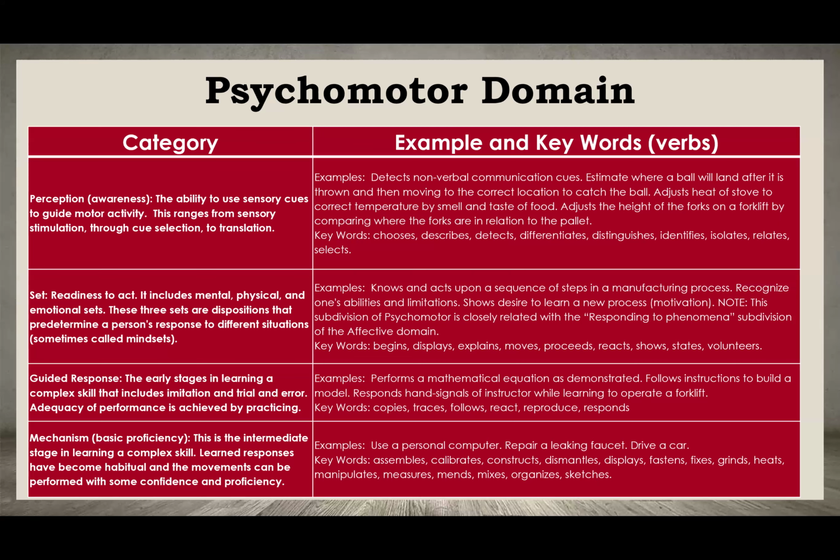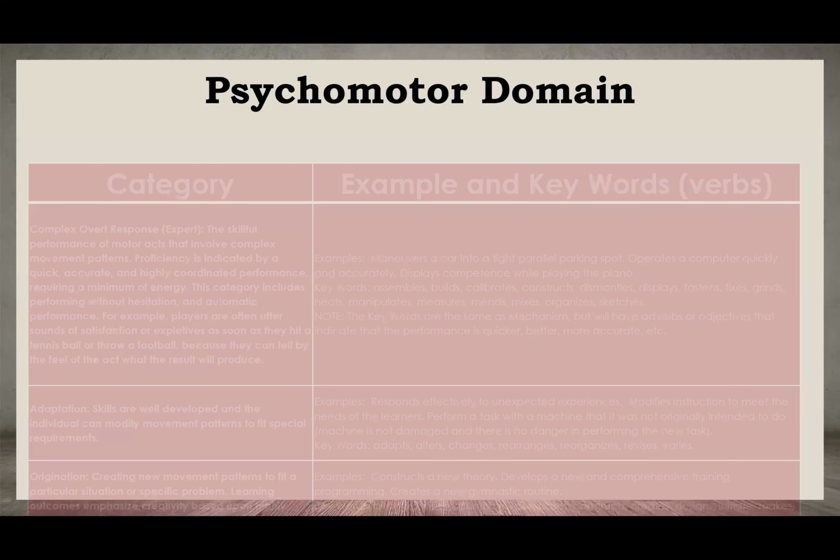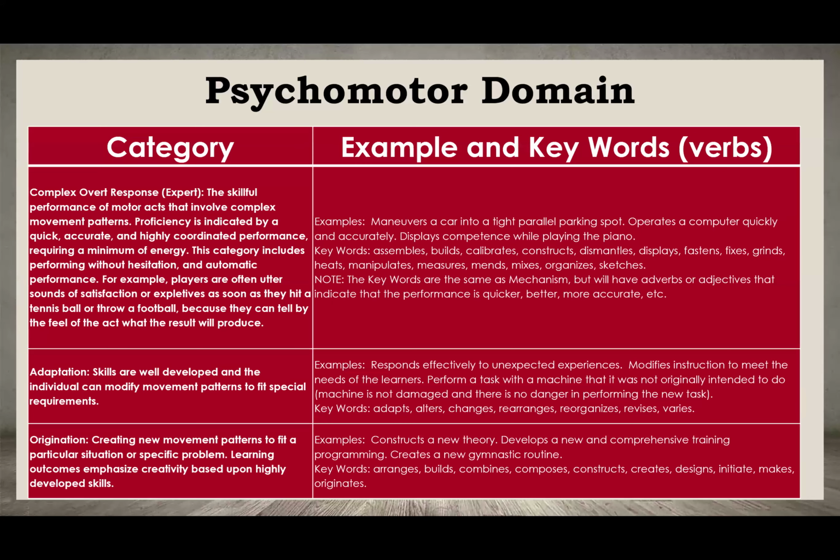Let's look now at other categories such as the complex overt response, which is the expert. The skillful performance of motor acts that involve complex movement patterns. Proficiency is indicated by a quick, accurate, and highly coordinated performance requiring a minimum of energy. This category includes performing without hesitation and automatic performance.